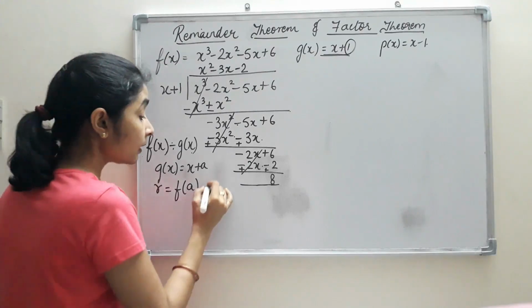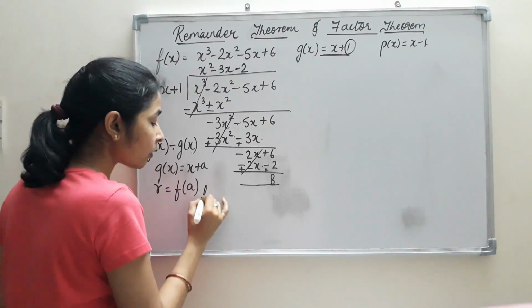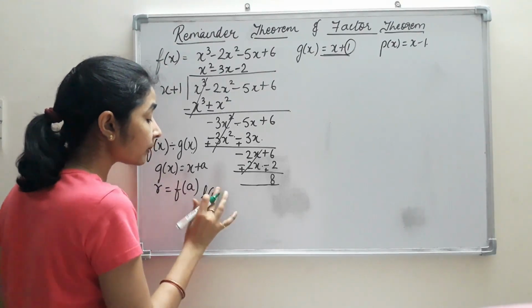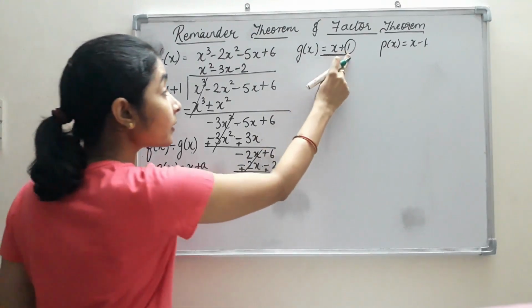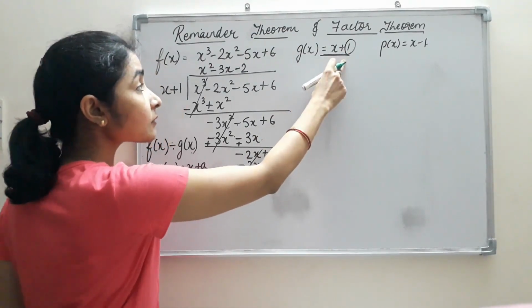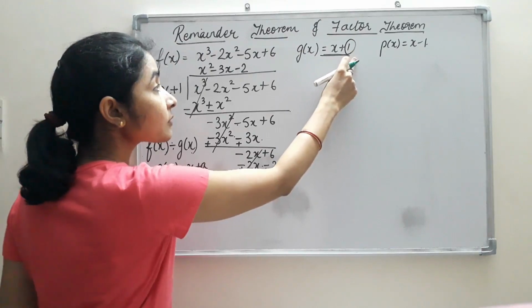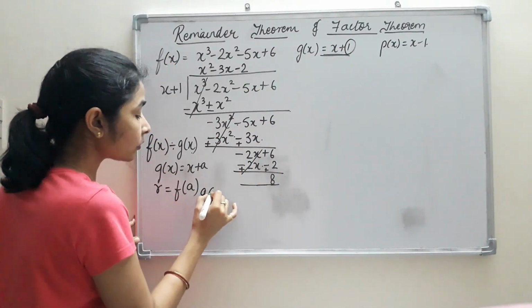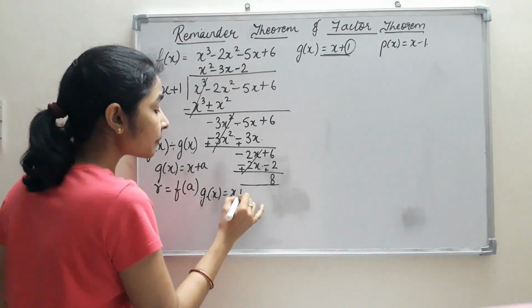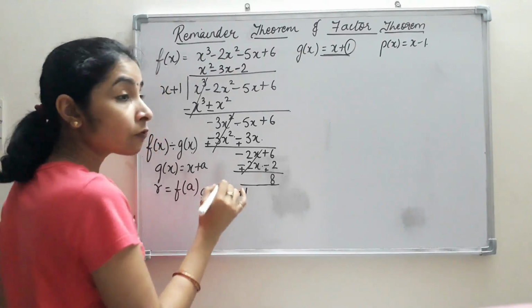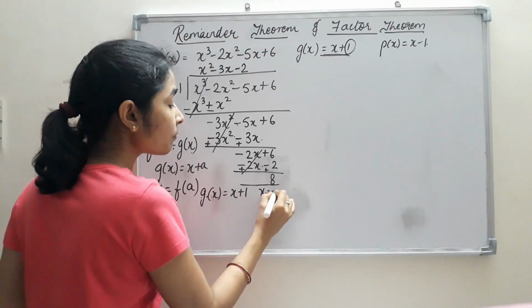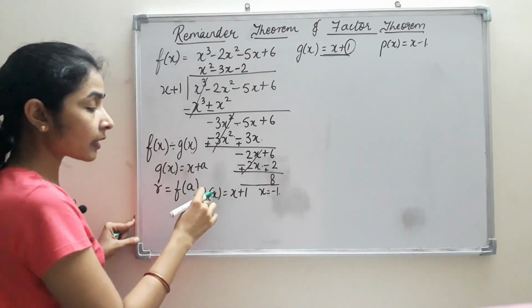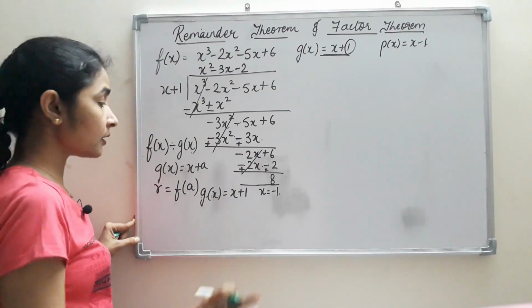Let us see that. Now to find the remainder, I take the function of a. What is the value of a here? It will be -1. g(x) is equal to x plus 1, therefore x is equal to -1. The 1 goes to the other side and changes into negative.